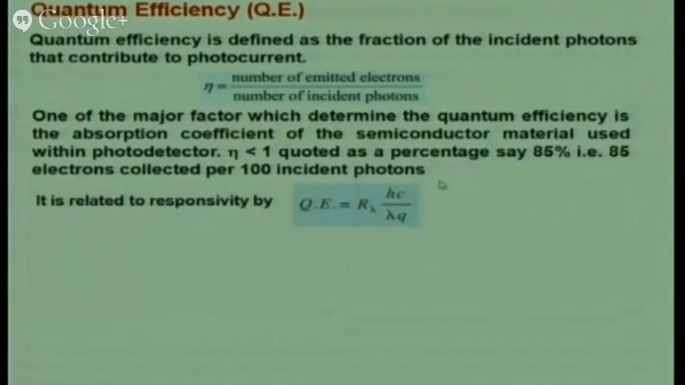The quantum efficiency defines the number of electrons emitted to the number of photons falling on them. That defines my quantum efficiency. So this is generally less than 1. So if I say 85% quantum efficiency, that means 85 electrons are produced per 100 photons falling on it. So it is related to responsivity by R = (λ/hc) × η.